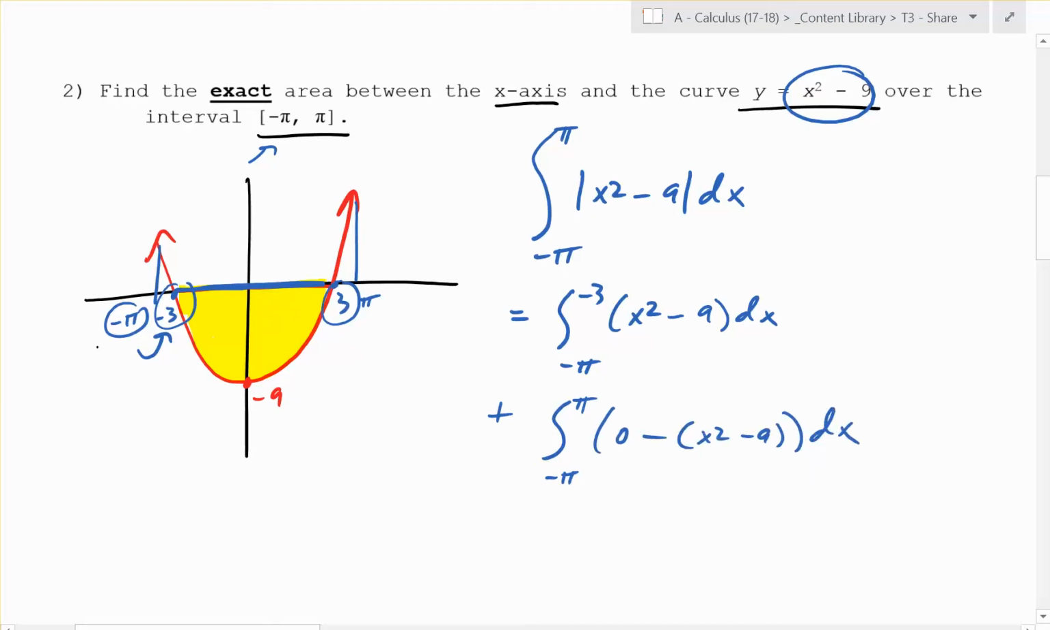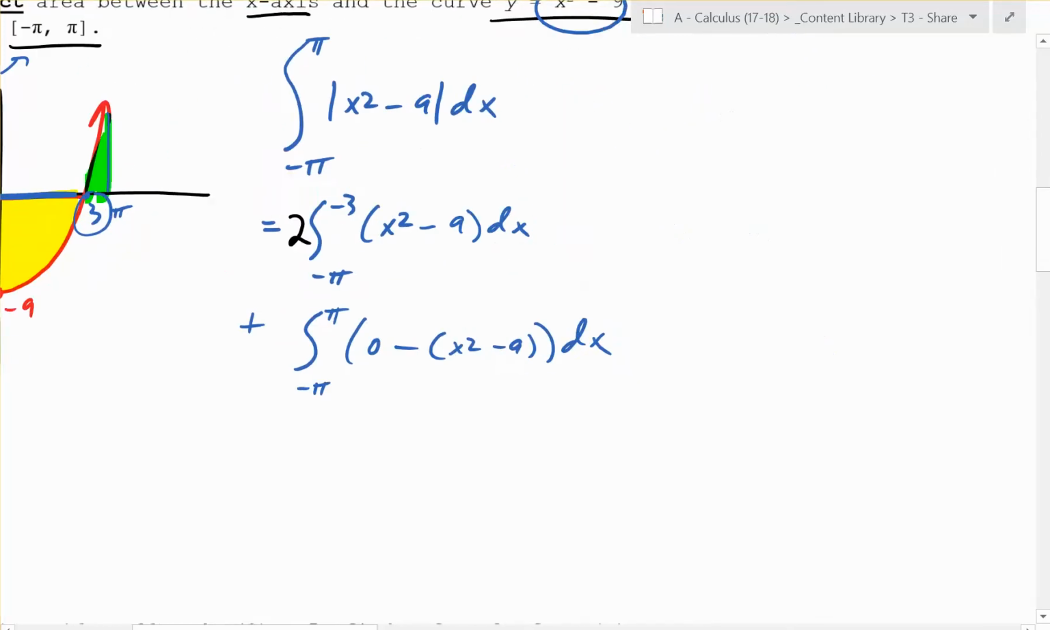And then we also can make this a little easier on ourselves because we know that this right here is the same as this right there, even though my picture isn't perfect. It's symmetric. So we can just put a 2 out front and double it. So what does this mean we're evaluating?